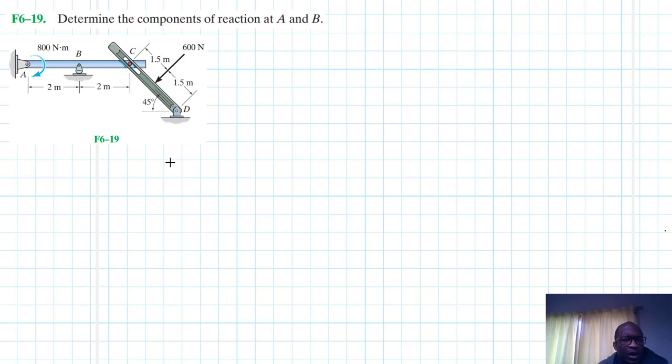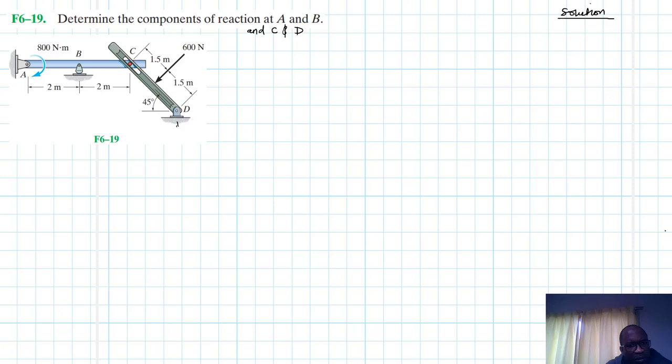The problem reads, determine the components of reaction at A and B. So say A, B, and where else? So say C and D. This problem is coming from the Engineering Mechanics Statics textbook, 13th edition by R.C. Hibbeler. So to start with, let's draw the free body diagram at D.